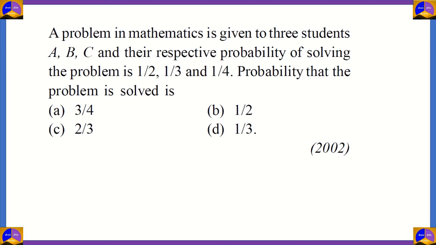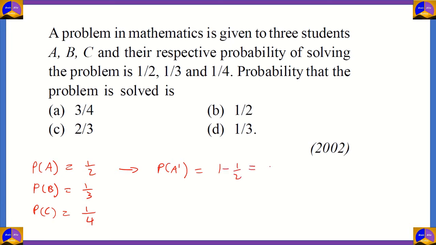Now, the given information is that P of A equals 1/2, P of B equals 1/3, P of C equals 1/4. Here we need to find that the problem is solved. So, just in case, we'll also write the probability of A not occurring, B not occurring, and C not occurring as well. So, P of A dash will be equal to 1 minus P of A. So, that's 1 minus half, which is equal to half. Similarly, P of B dash will be equal to 1 minus 1/3, that is 2/3. P of C dash will be equal to 1 minus 1/4, which is equal to 3/4.